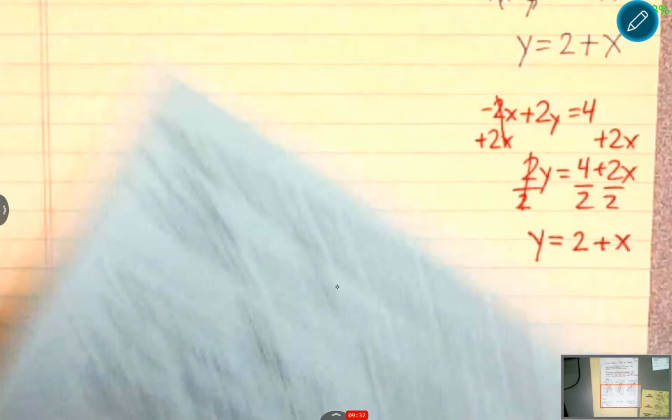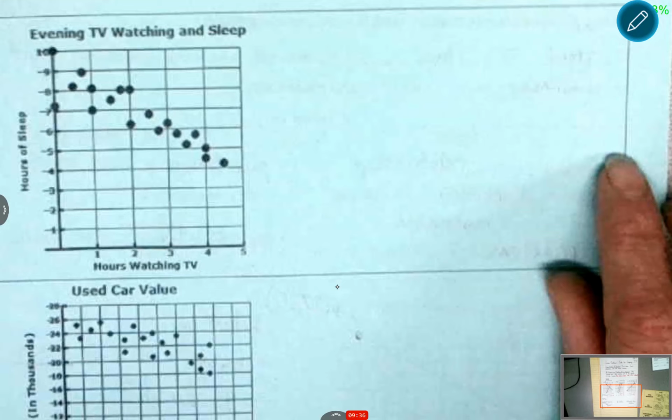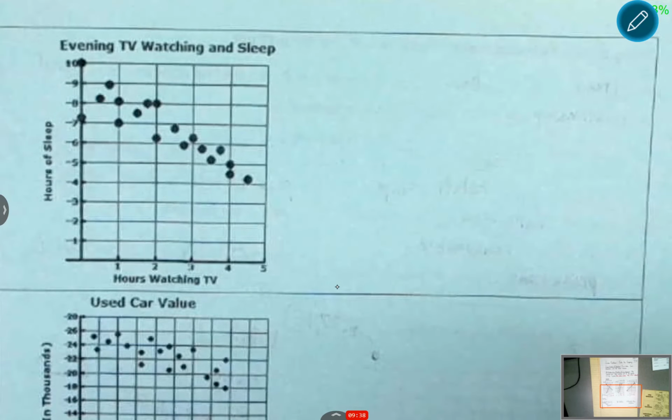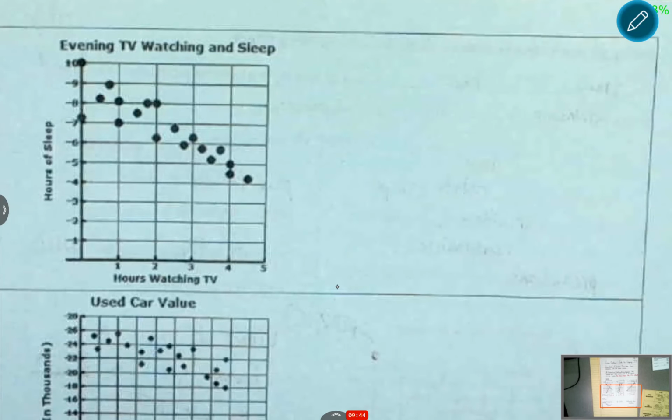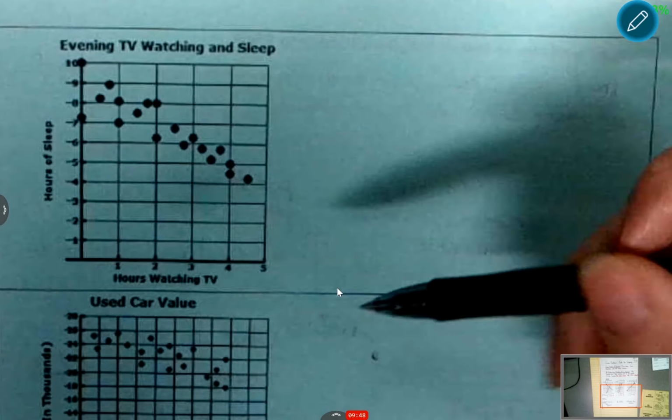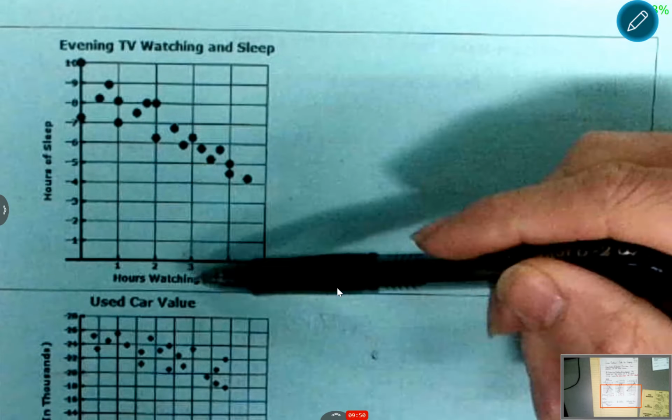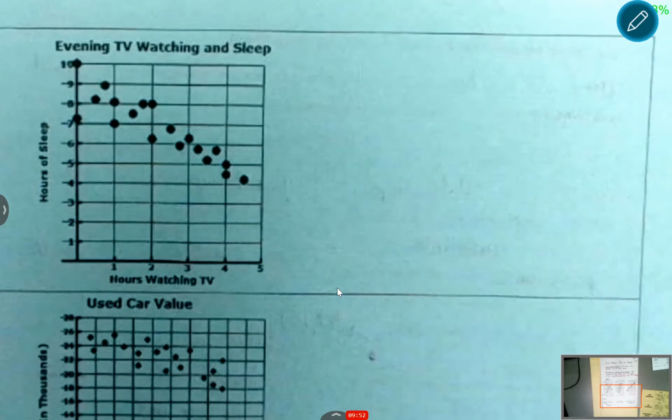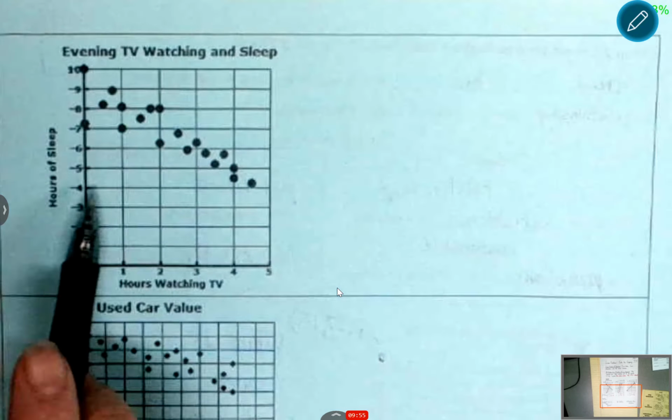Okay, let's go ahead and flip over to the other side. And we're going to look at another example. This time they don't draw the trend line for us. So we're looking at an evening watching TV and sleeping. Based on the number of hours watching TV, these people told us how many hours they watch TV in a given night. And then they also reported how much sleep they got on that day.